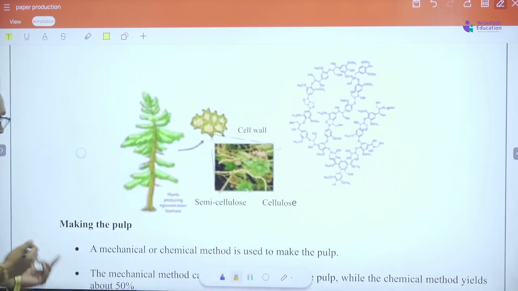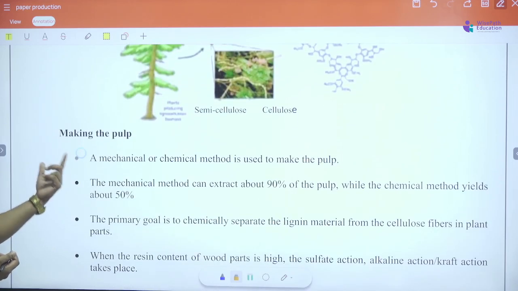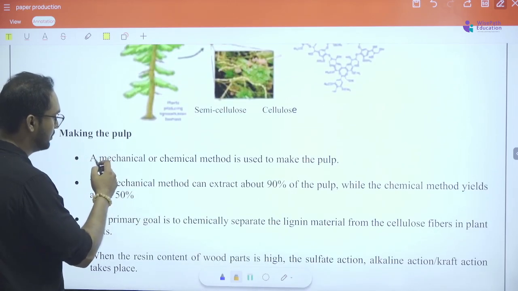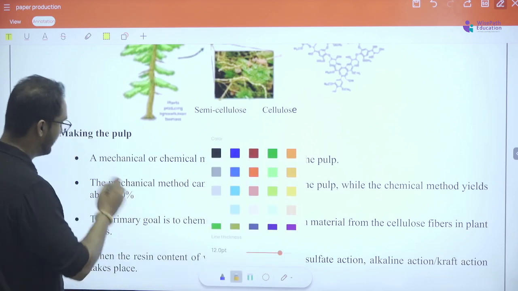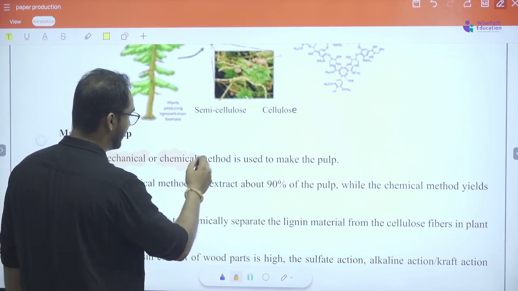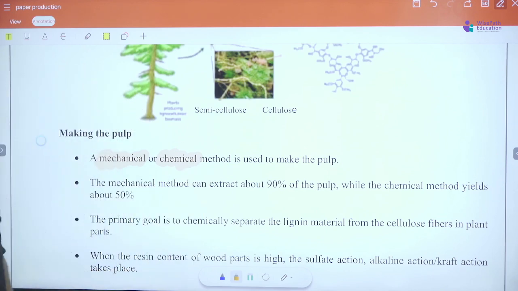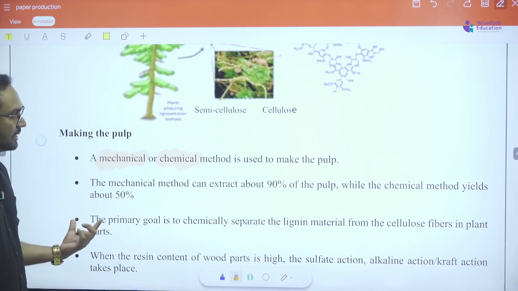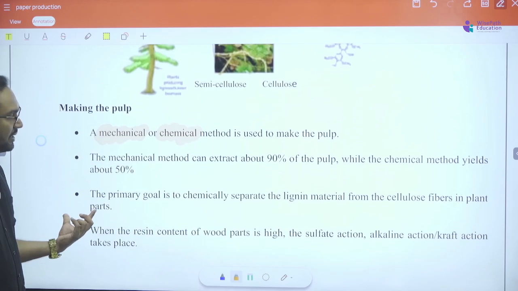Coming to making the pulp, the first step. A mechanical or chemical method is used, highlight. So two methods are there. Either it is mechanical or it is chemical, right? So 2 of the methods are used. A mechanical or a chemical method is used, right?